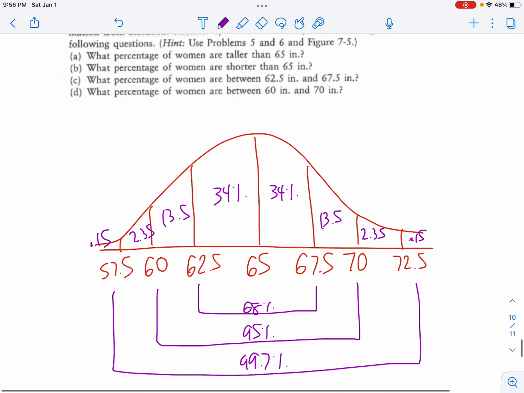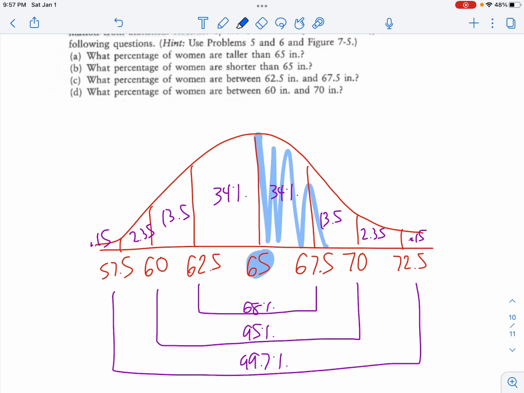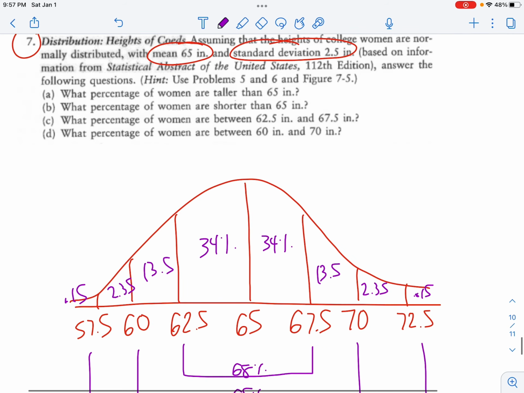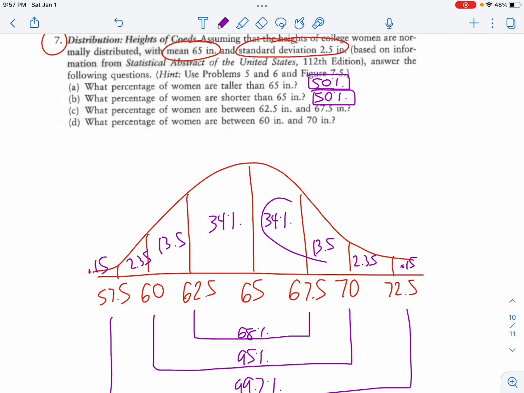And now you can answer all the questions. What percentage of women are taller than 65 inches? So 65 inches is right here, right? So it's basically everything out here. You don't even really have to add anything for this one because you know it should be 50%, because the 65 is in the middle, which means that 50% is above it. And in the next question, shorter than 65 will also be 50%. They're both 50%. You could add all these up if you wanted to, and you'll get the same thing.